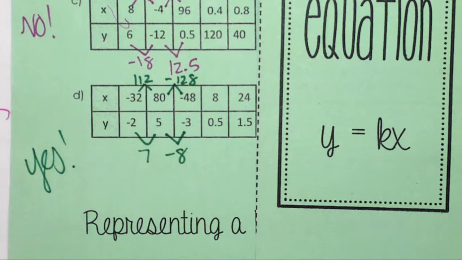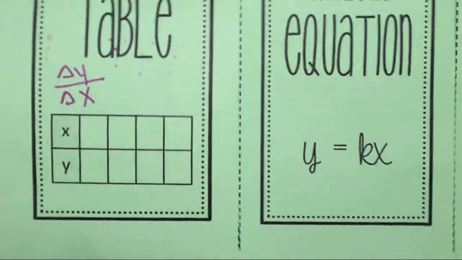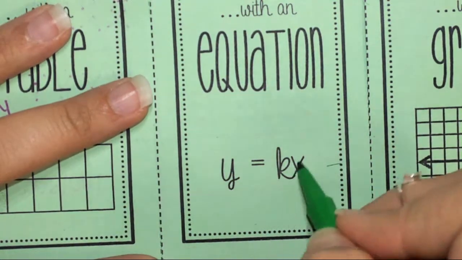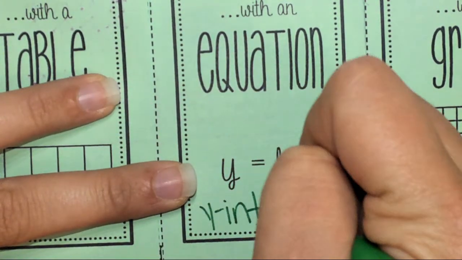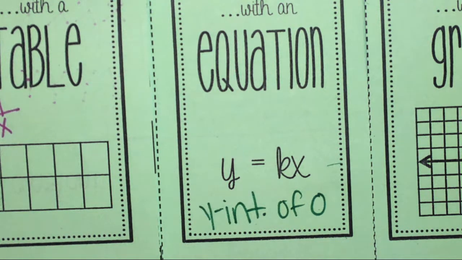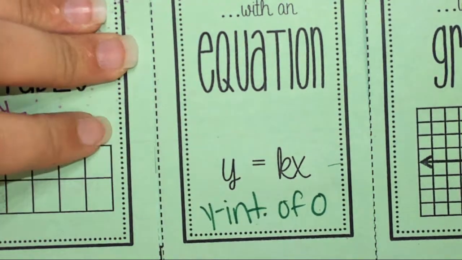Any questions on tables? I think you have maybe one like this on your quiz or your test. Alright, so let's look at it with an equation. With an equation, it's always in this form. There's no plus or minus out here. It has one term, it's right here, and it has a y-intercept of 0. It passes through the origin. Does everybody understand? Are we ready?